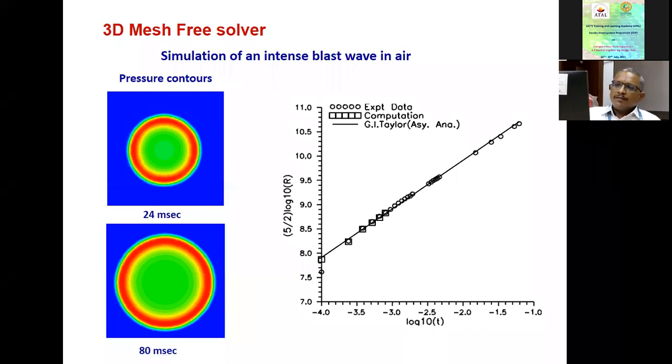See, this is a 3D problem. Actually, this is a problem where there is no body. This is a simulation of an intense blast wave. This problem is simple in the sense that there is no geometry.